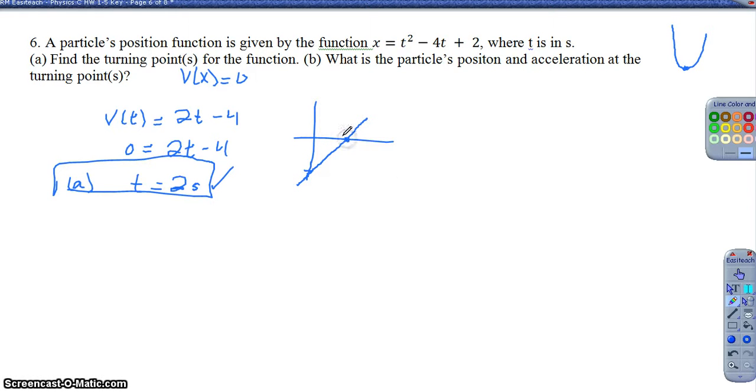So it definitely turns around because the velocity versus time graph is going to cross through the x-axis. Not just touch, but cross through the x-axis. So it is in fact a turning point. But I do want you guys to make sure you're stopping and thinking about that for sure.